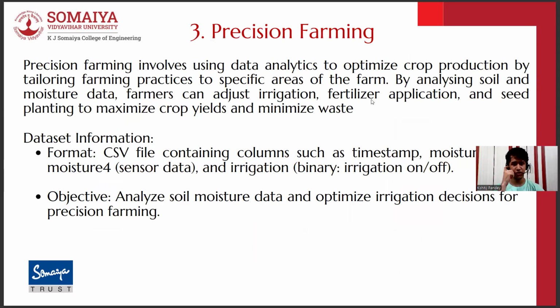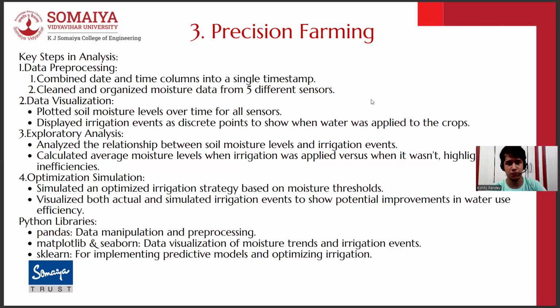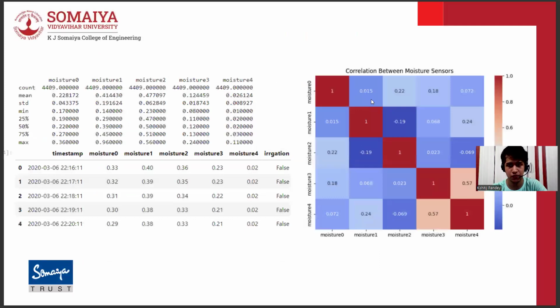The next topic is precision farming. Precision farming basically involves using data analytics to analyze crop production by tailoring farming practices. It analyzes the soil and moisture data. The dataset is in CSV. It has various columns: timestamp, moisture flow sensor data, irrigation, and moisture. Data pre-processing, data visualization, exploratory analysis, optimization, and simulation have been done, and Python libraries such as Pandas, Matplotlib, Seaborn, and Sklearn have been used.